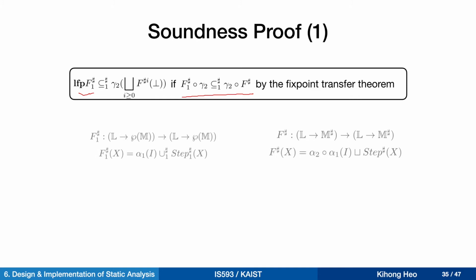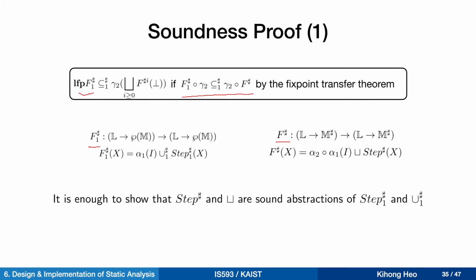Here are the definitions of the two abstract semantic functions, f#1 and f#. So according to the theorem we proved before, when we have a complicated abstract semantic function, it is enough to show each abstract operator is a sound version of the concrete counterpart. So in this case, it is enough to show that these two abstract operators are sound abstractions of these two operators from the partitioning abstraction.